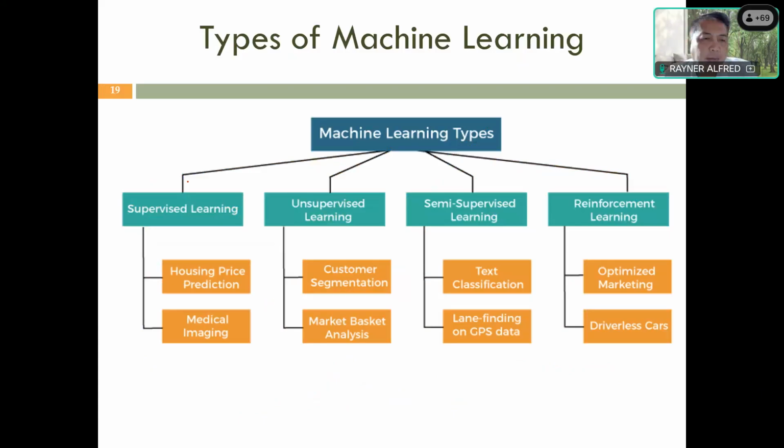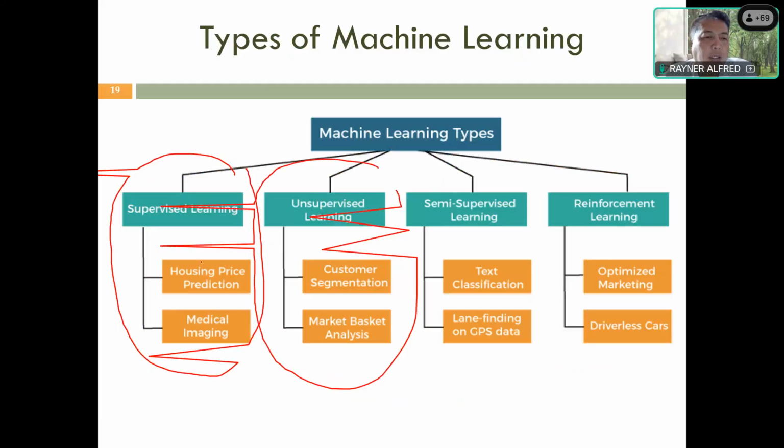Okay. So like I mentioned just now, we have the 4 types, so we will focus on these 2. So for example, for the supervised learning, we are looking at forecasting the housing price. So this is regression. Also classifying medical imaging, this is classification. This is customer segmentation, we use clustering. Okay. And then the market basket analysis, we use association rules.